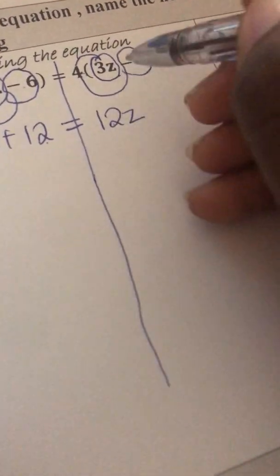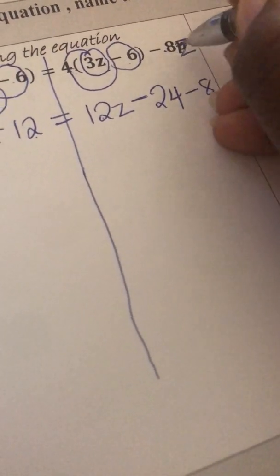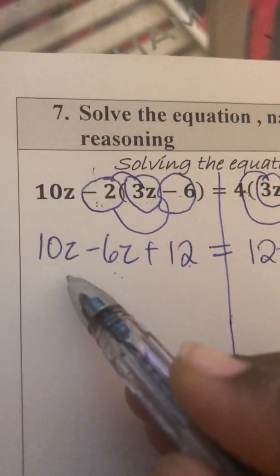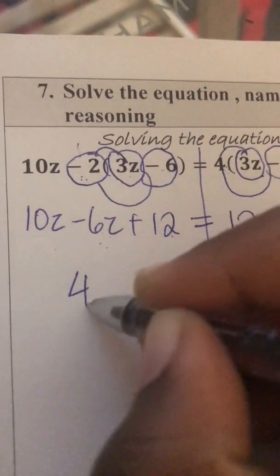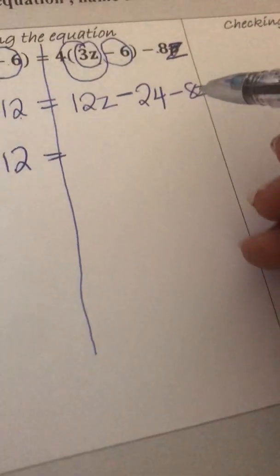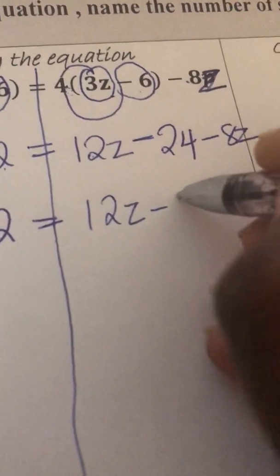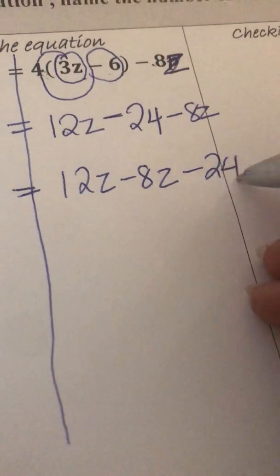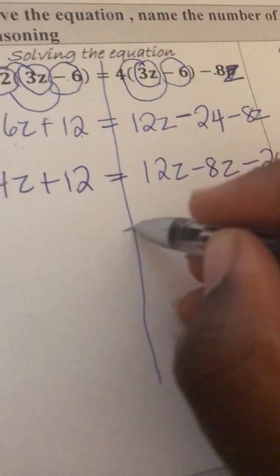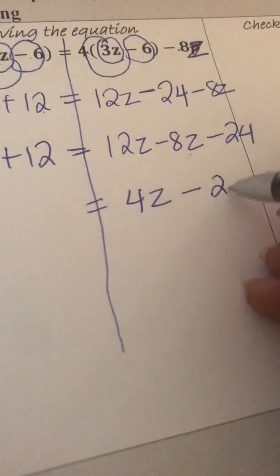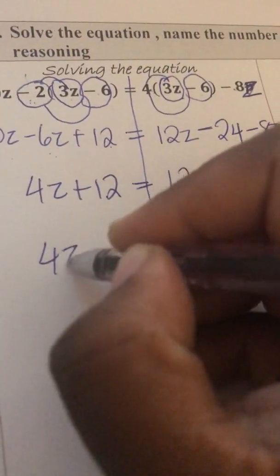4 times 3z becomes 12z. Positive times positive is positive. Positive times negative is negative. 4 times 6 is negative 24. And then this is by itself. 8. Why is it? This should be Z. 8Z. Okay. All right. So let's continue. All right. So here I can put this together. 10Z minus 6Z is 4Z plus 12 is equals to, then I put this together. I have 12Z minus 8Z minus 24. Now, what is 12Z minus 8Z? 4Z. 4Z minus 24. And here I have 4Z plus 12.